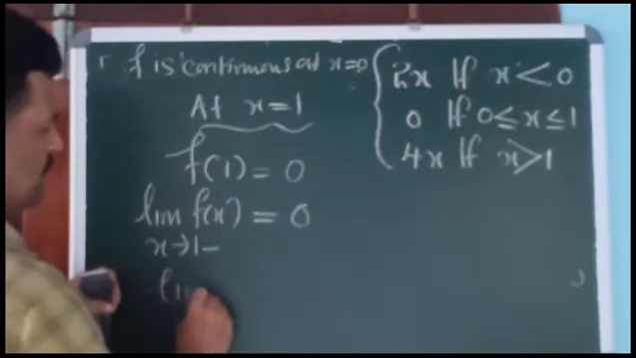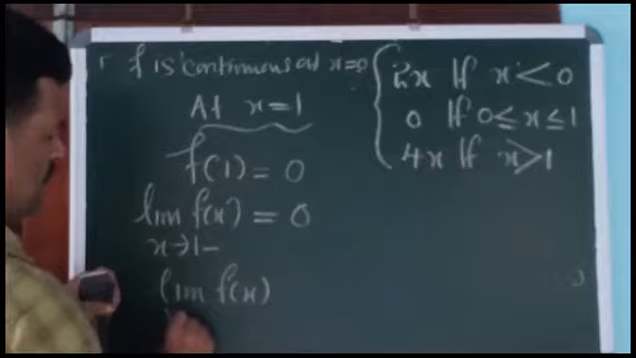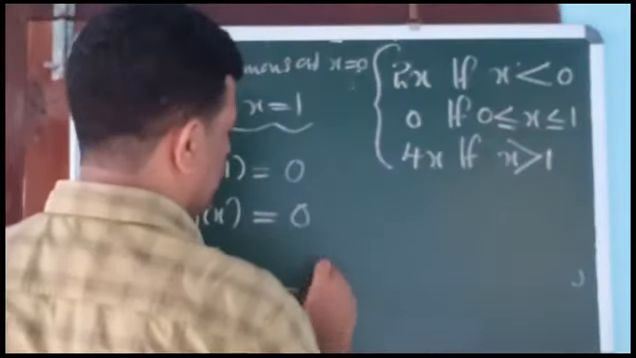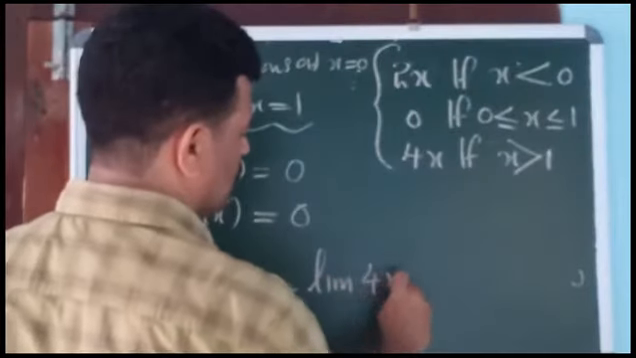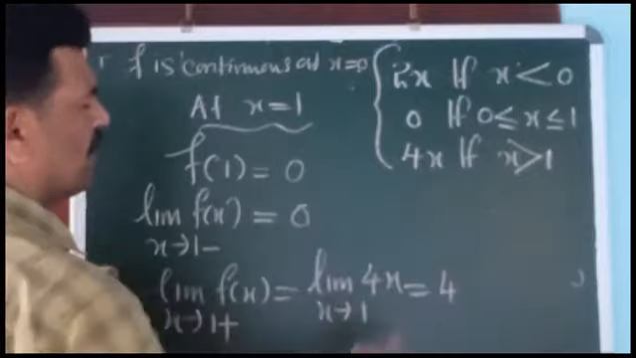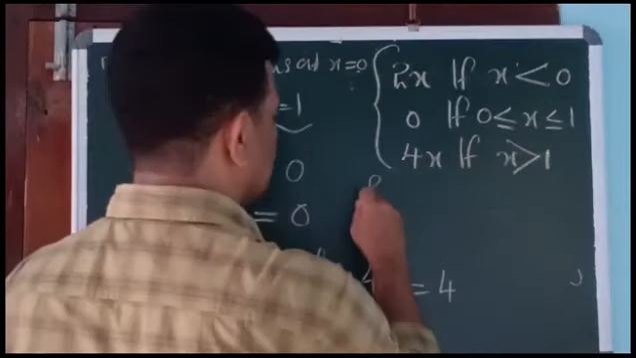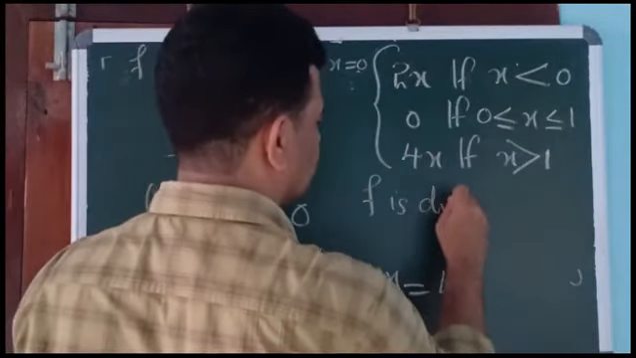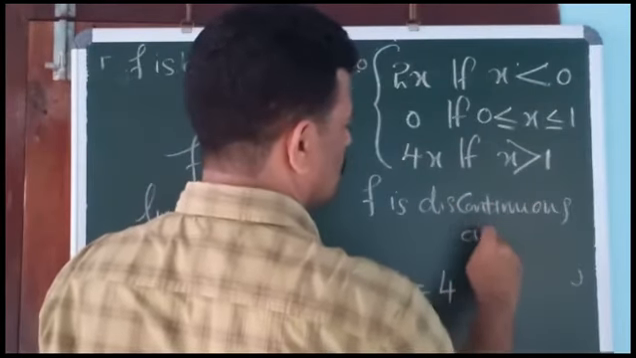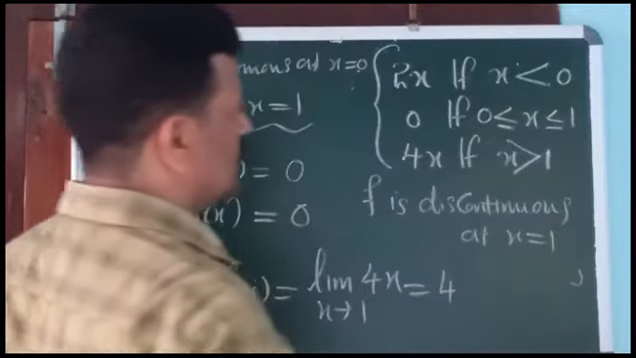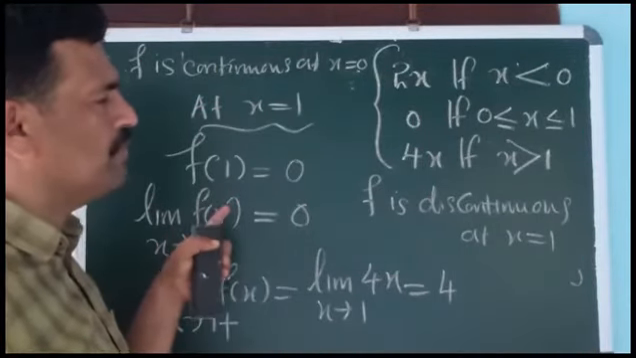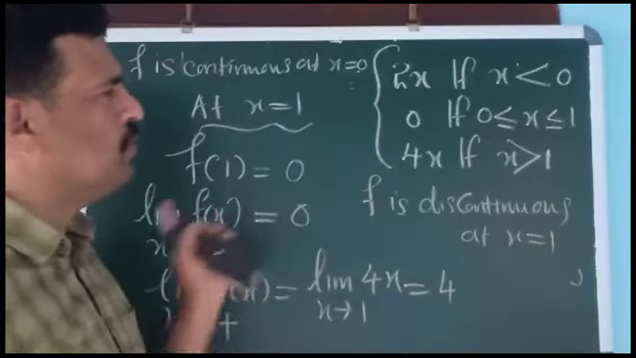Limit f(x) as x is tending to 1 plus, that is the right limit, it is equal to, x is greater than 1, limit 4x, x tends to 1, that is equal to 4. Here left limit is not equal to right limit, therefore f is discontinuous at x equal to 1. Here we can see that this function is defined in the set of all real numbers, that is discontinuous at x equal to 1.